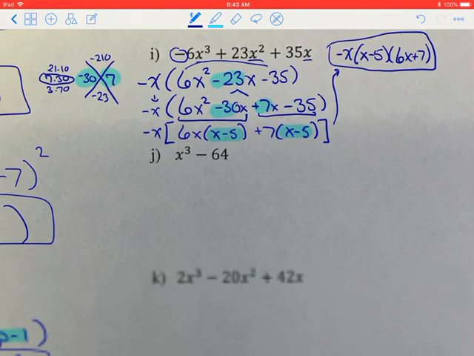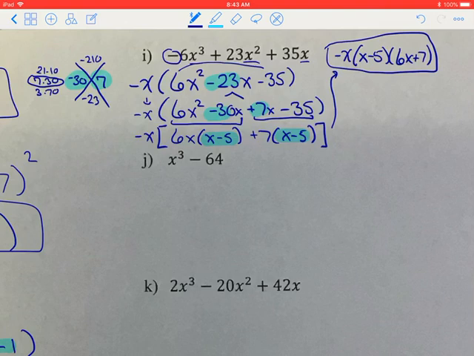All right, so here's J. I don't see any common factors, so no GCF, but notice I have a cube. So this is going to be a SOPS problem. So this is just going to be x cubed minus 4 cubed. So that's your first step, is to figure out what it is that you're cubing. So then when you write your formula, these are the numbers that you need.